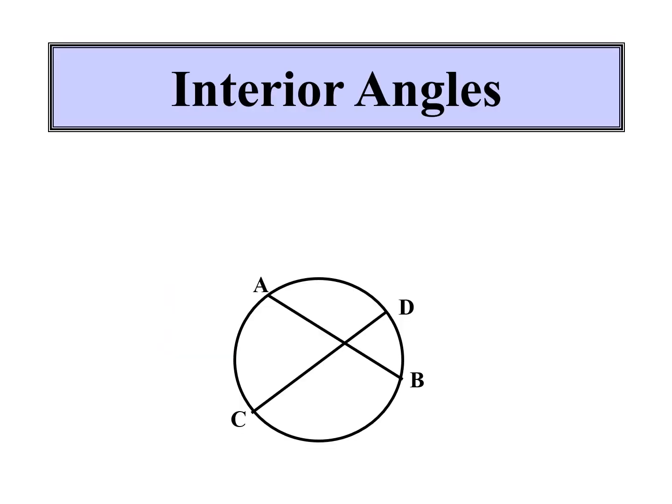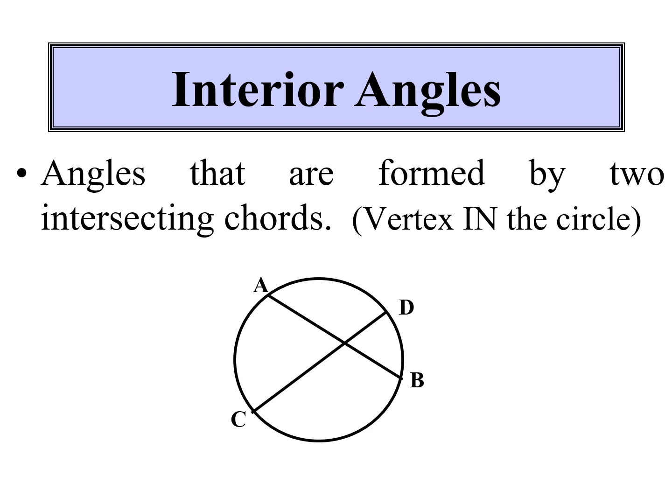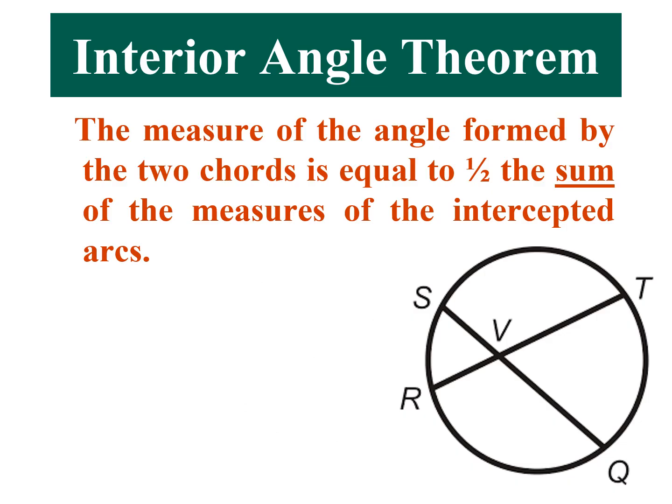Now let's move on to interior angles. They are angles that are formed by two intersecting chords. And remember that the vertex should be in the circle. So let's move on to the interior angle theorem.